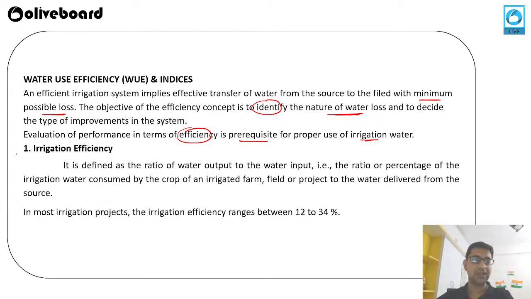First of all, we have to check irrigation efficiency, how efficient our irrigation system is. It is defined as the ratio of water output to the water input. So how much water input we have given, and from that input how much crop productivity we are getting. That is the percentage of irrigation water consumed by the crop field to the water delivered from the source. In most irrigation projects, the irrigation efficiencies range between 12 to 34%, which is very low, and most of the water is getting lost somewhere.